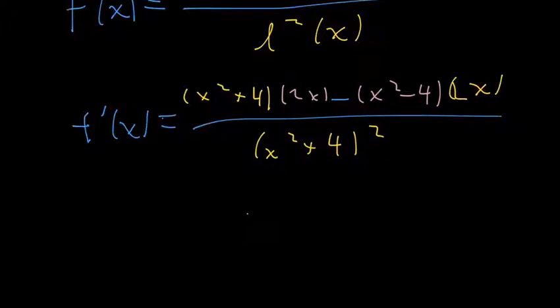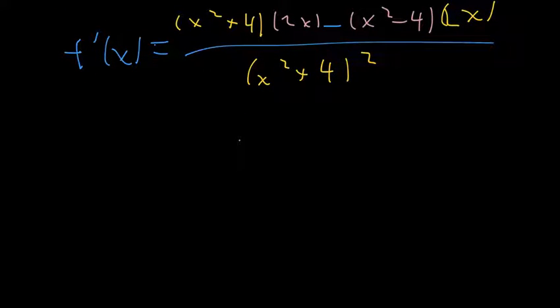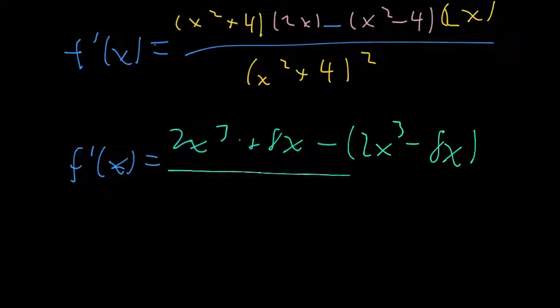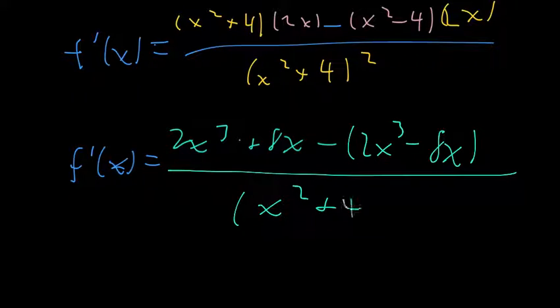Alright, so let's go ahead and try and simplify this a little bit. So now we'll get that f prime of x equals 2x cubed plus 8x minus the quantity 2x cubed minus 8x. And then this whole thing is going to be divided by x squared plus 4 squared.